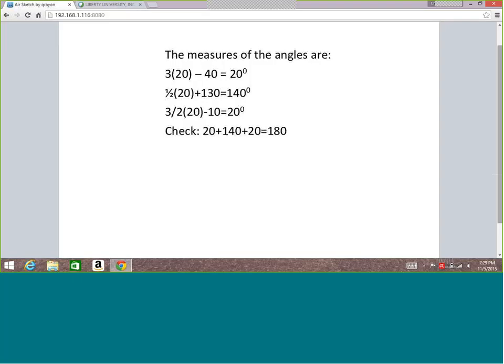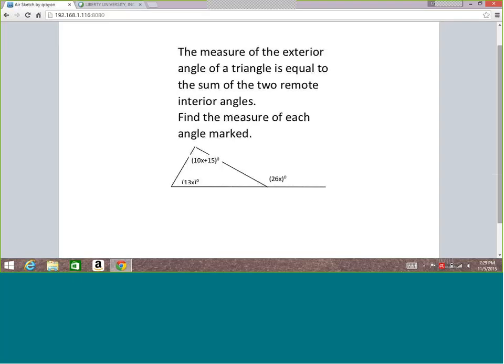Let's take a look at another example with triangles. Another angle relationship we have with triangles is that the measure of an exterior angle of a triangle is equal to the sum of the 2 remote interior angles. So an exterior angle is basically where you take a side of a triangle and just extend it. And when you extend it out, an angle is formed. That's called the exterior angle because it's on the outside of the triangle. And then the angles on the inside of the triangle are called interior angles.